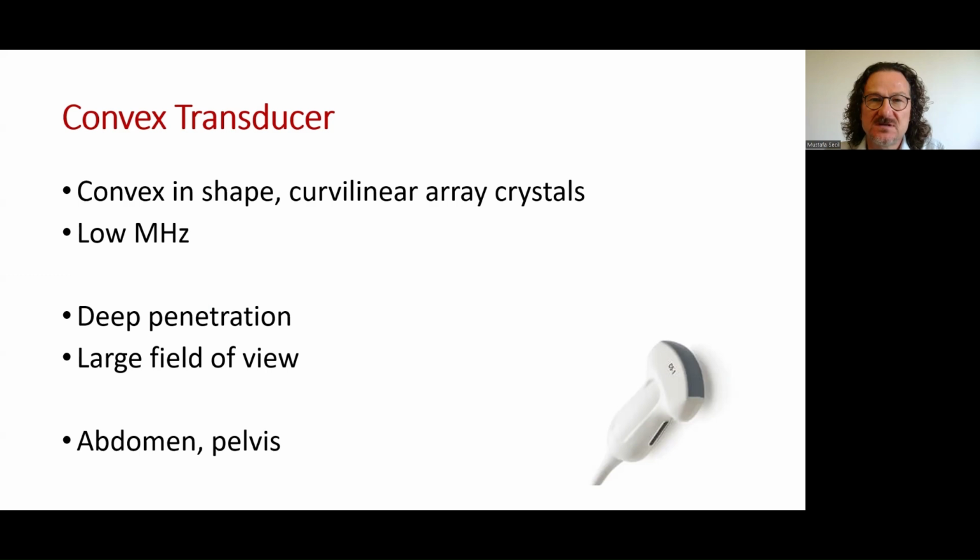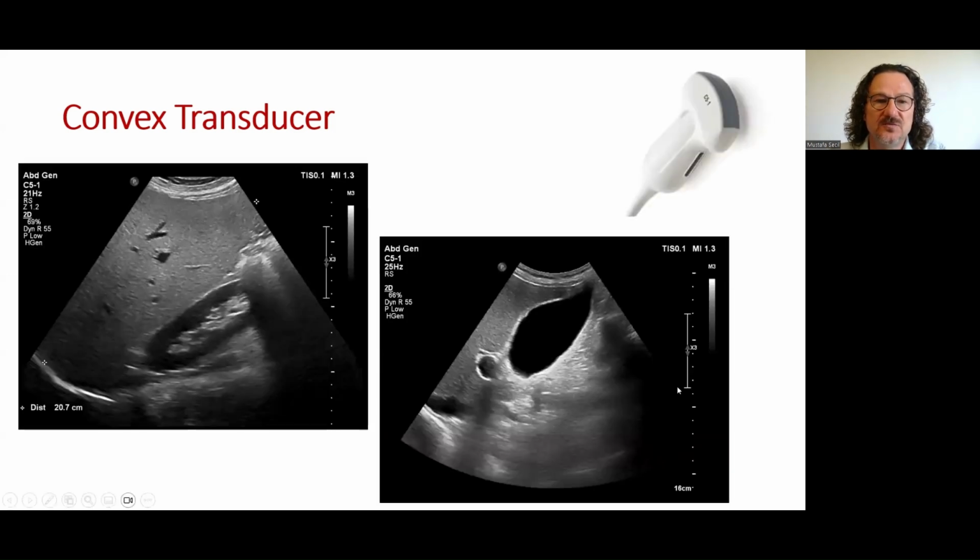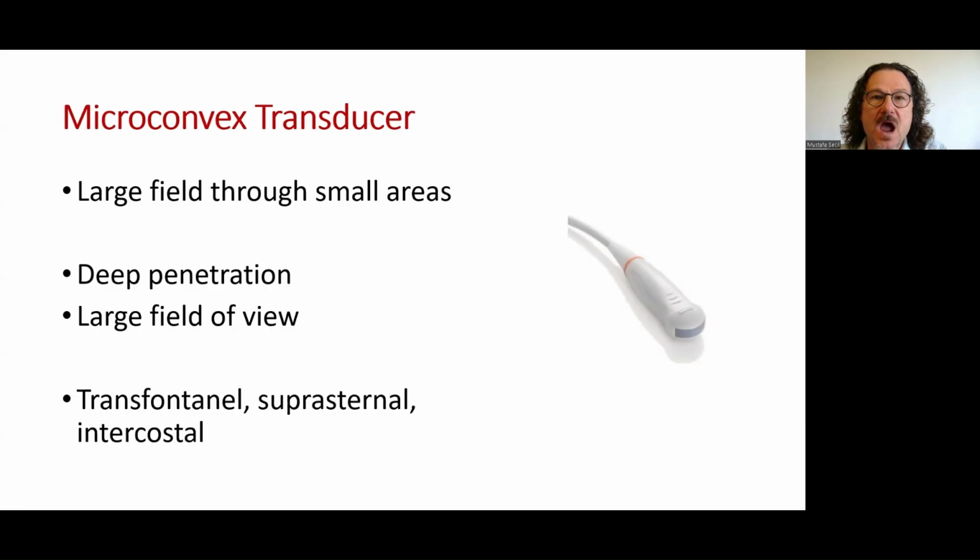Convex transducers are one of the most commonly used transducers with low frequencies, deep penetration, and large field of view. They are commonly used in abdomen and pelvis. These are the two examples of convex transducers.